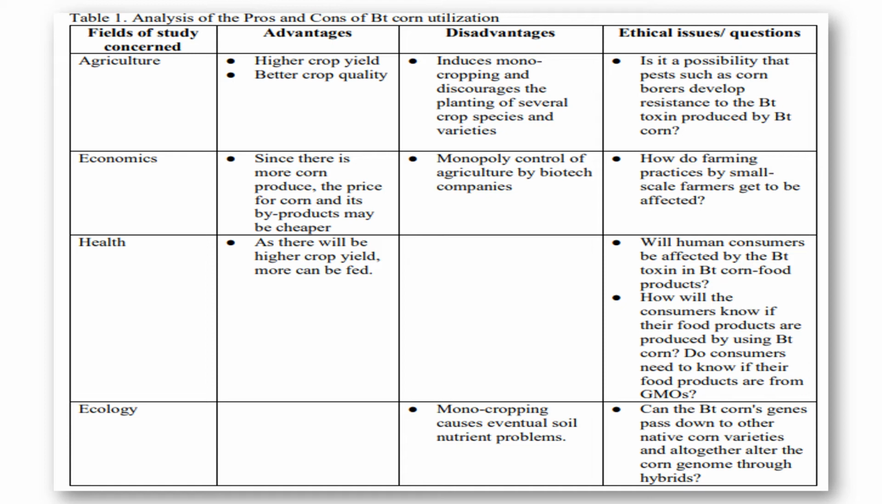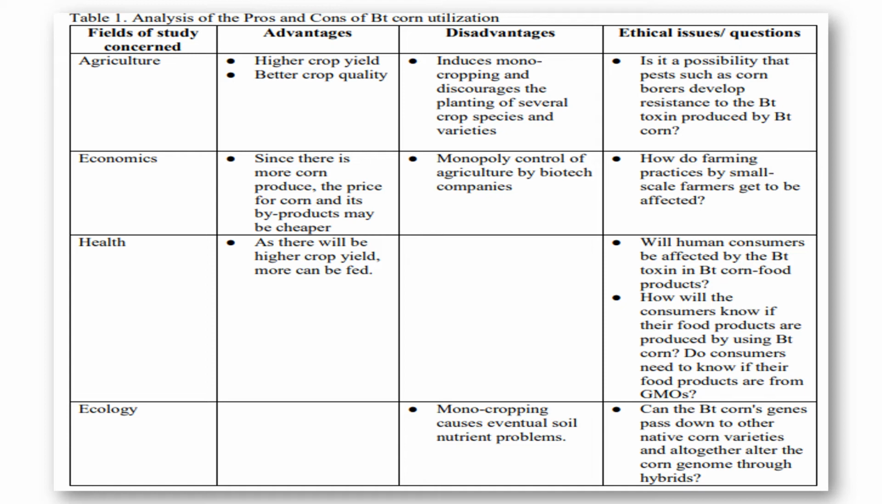Yung disadvantage naman ito, induces monocropping. Ibig sabihin, isa lang, walang variety, mono, and discourages the planting of several crop species and varieties, as what I said. Wala nang pagkakaiba-iba since pare-pareho yung napoproduce na crop ng mga transgenic organisms. And the ethical issues or concerns about this is that, is it a possibility that pests such as corn borers develop resistance to the Bt toxin produced by Bt corn? Yun yung ethical issue na nag-arise sa waste na ito. Ayan, sa case na ito.